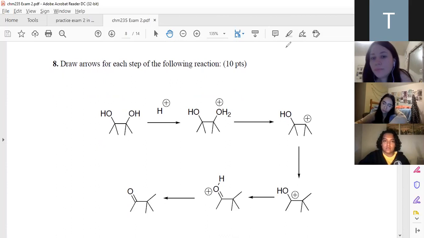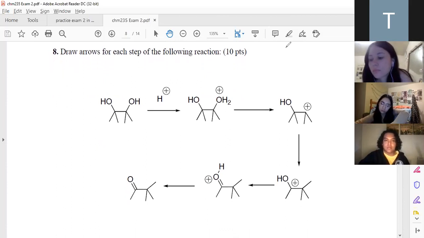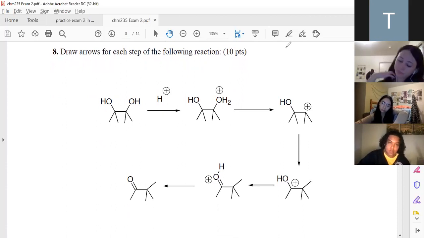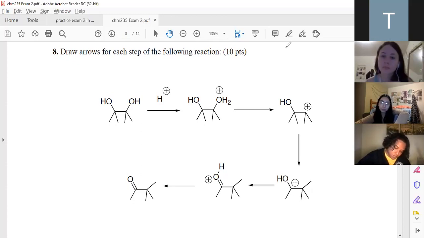Draw arrows for each step of the following reaction. So you have to draw arrows. We've done arrows right before, I think. That was with resonance, right? So there are a couple different rules that we have to follow when we do our mechanism arrows. The biggest differences are that we want to make sure that we always start at an electron source, and we can break single bonds this time. In resonance, we couldn't break single bonds. This time we can, however.